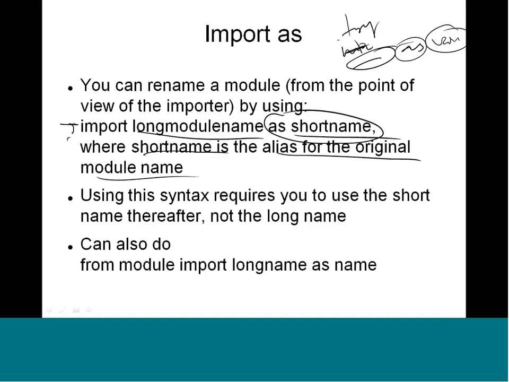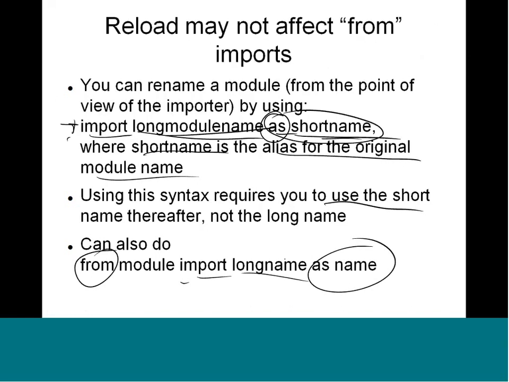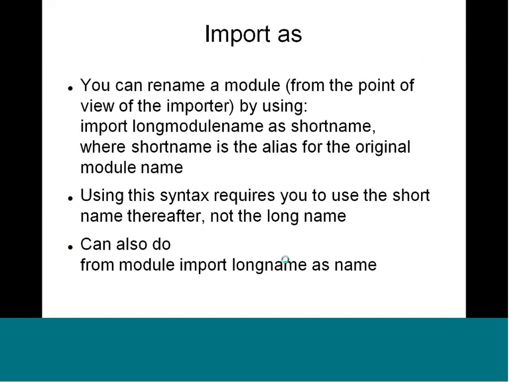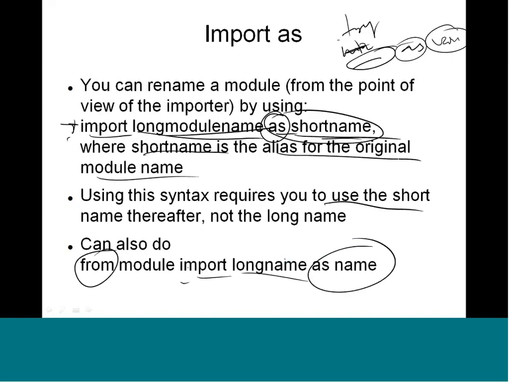The same thing is applicable even to the import statement. So import long_module_name as short_name, and then the short name is the alias for the original name. When we start using this syntax, there is the short name thereafter, and we don't have to specify the long name. We can also use the same as syntax for the from statement. So from module import long_name as short_name. That's another thing that we can do.